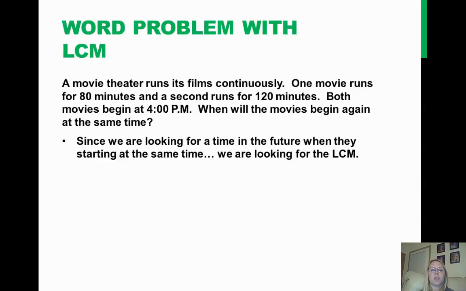Since we're looking for something in the future, we're looking at a multiple, not something that's been divided. The last one we were looking at the greatest amount that could divide into it. This time we're looking for the least common multiple. So in this one, we're going to take 80 minutes and 120 minutes, and do a factor tree for both and find the least common multiple that way.